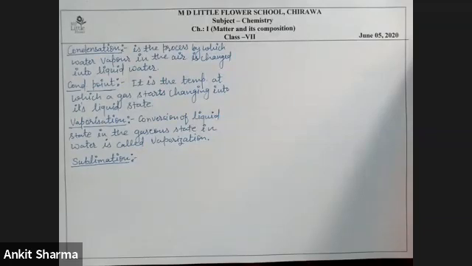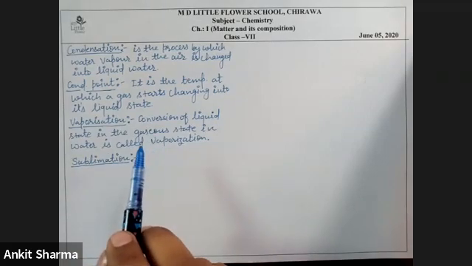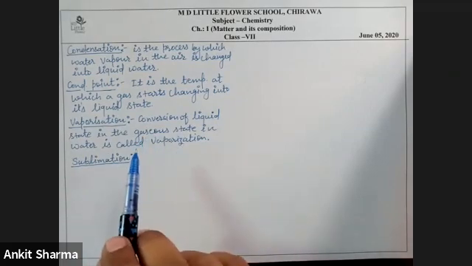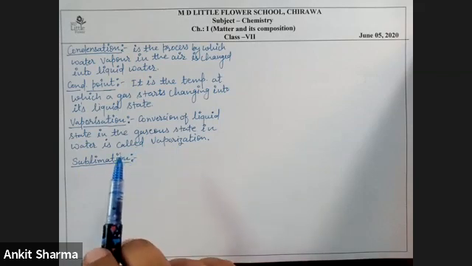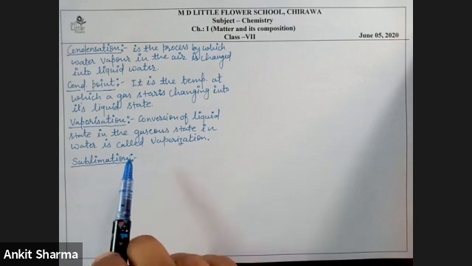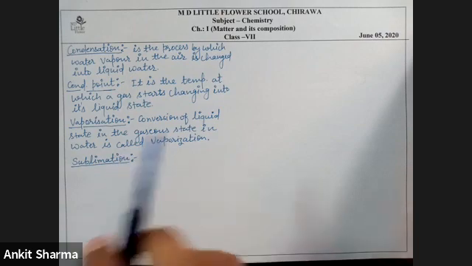What is sublimation? When a solid converts directly into gaseous form. जब कोई solid direct gaseous form में convert हो जाता है, बिना liquid state में convert हुए, that is known as sublimation. Sublimation is the transition of a substance directly from the solid to gas phase without passing through the intermediate liquid phase.